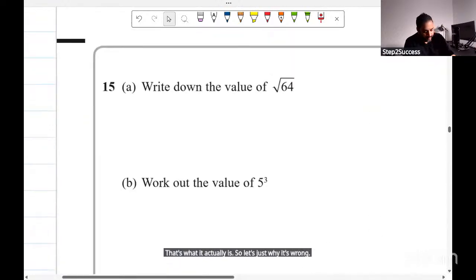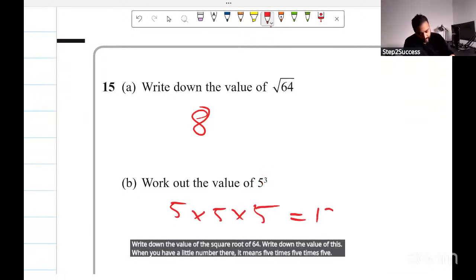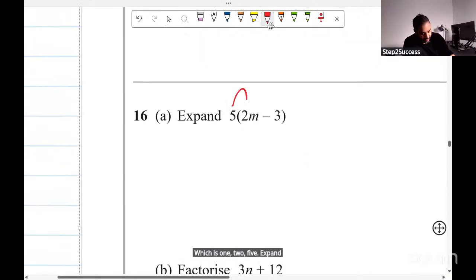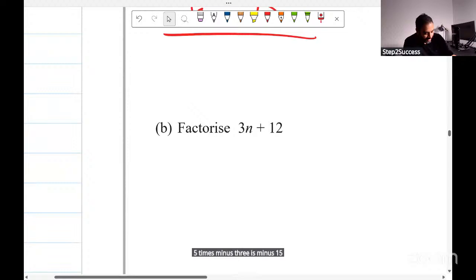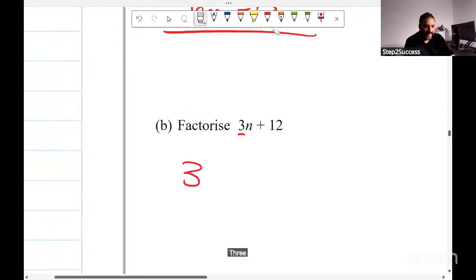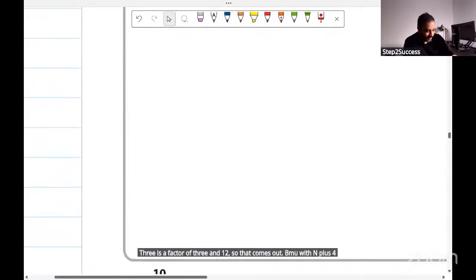Write down the value of the square root of 64. Write down the value of this. When you have a little number there, it means 5 times 5 times 5, which is 125. Expand this. 5 times 2m is 10m. 5 times minus 3 is minus 15. That's expanded. Factorize 3n plus 12. 3 is common, is a factor of 3 and 12, so that comes out, leaving you with n plus 4 in the brackets.